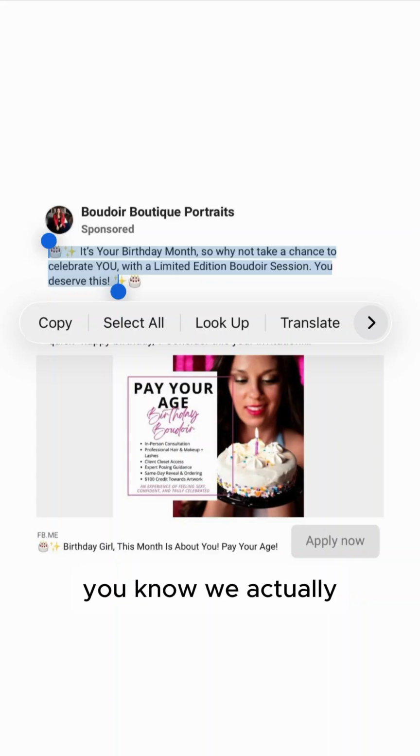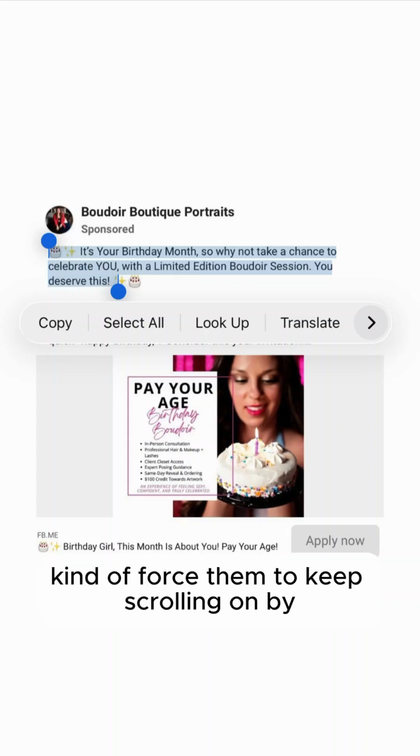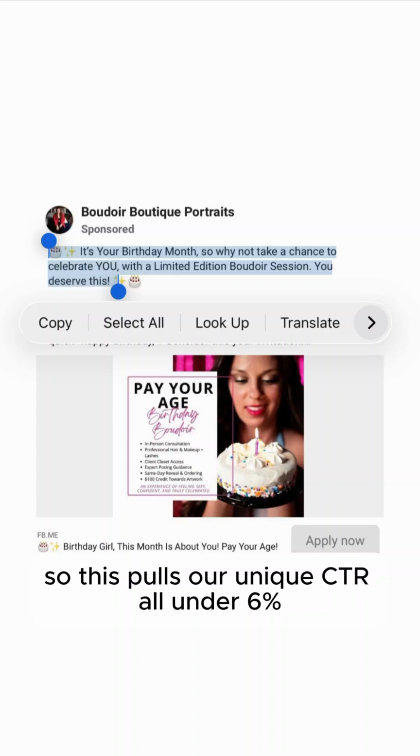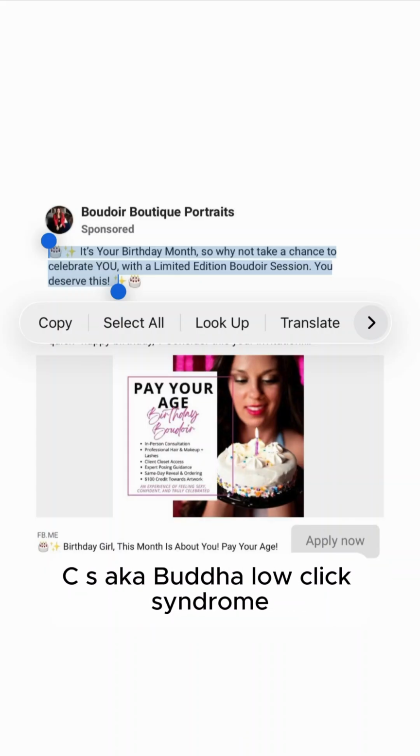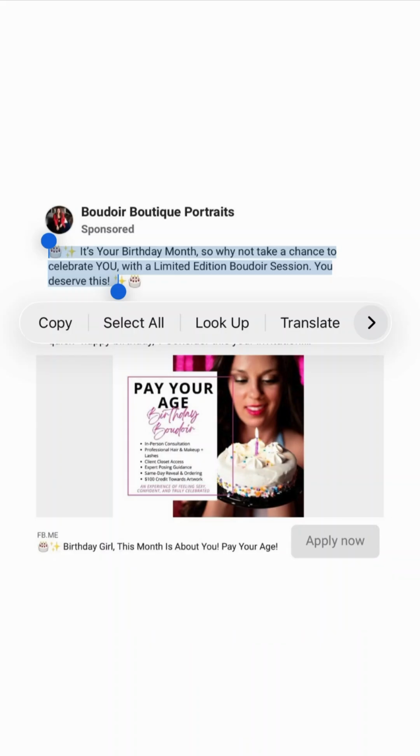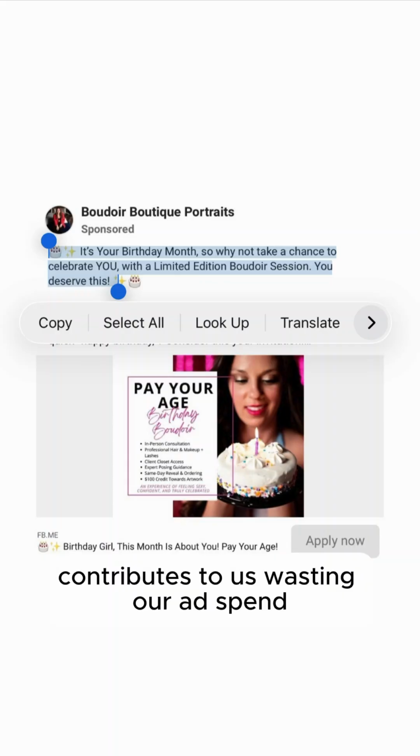The way we set it up, we actually force them to keep scrolling on by. So this pulls our unique CTR under 6%, contributes to BLCS, aka Boudoir low click syndrome, and contributes to us wasting our ad spend.